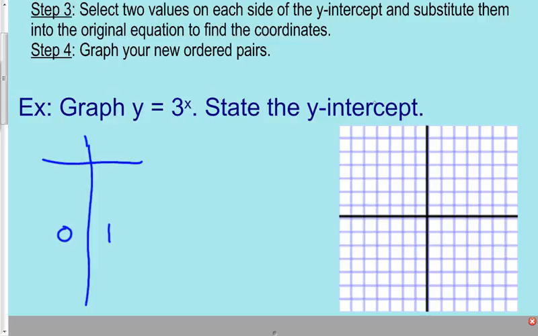So the y-intercept is 0, 1. 0 over, 1 up. So that's where it crosses. Okay?